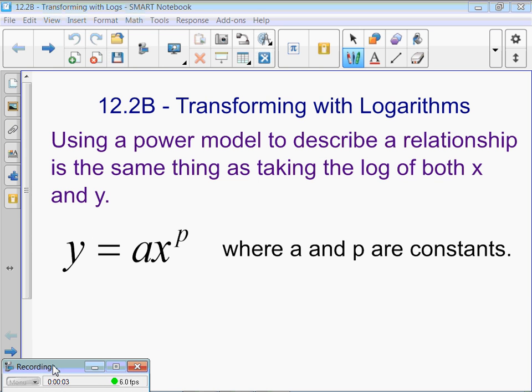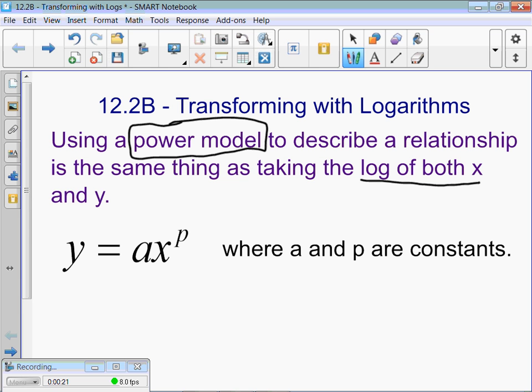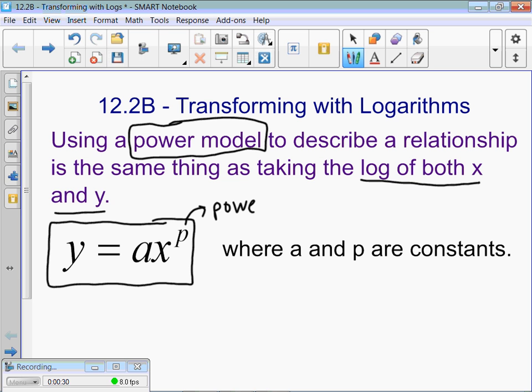All right, 12.2b, transforming with logarithms. So using a power model to describe a relationship is the same thing as taking the log of both x and y. So I want you guys to write down power model, and we're going to log both x and y. This right here represents a power model, and they use this exponent p to help you remember a power model. So maybe we're cubing something or squaring something.